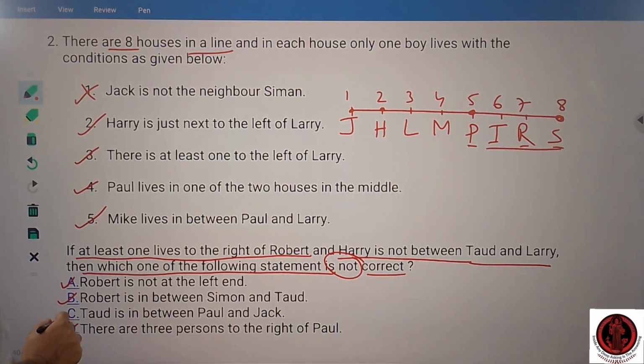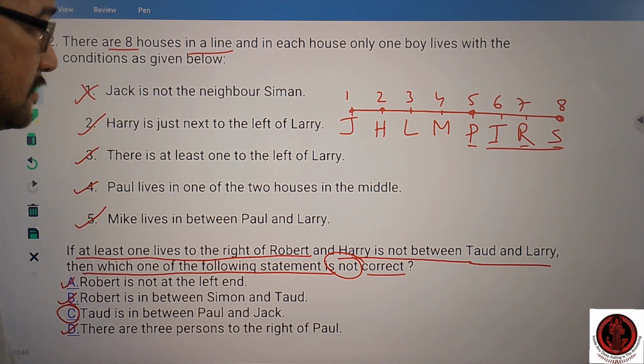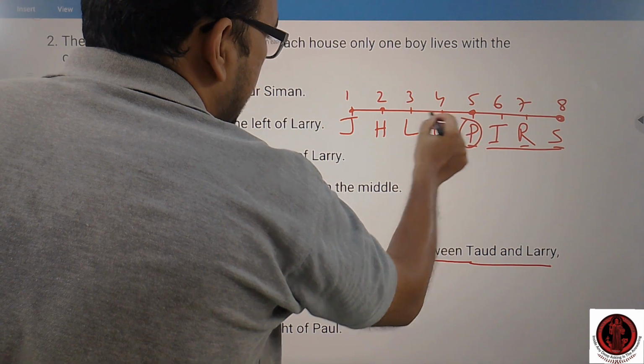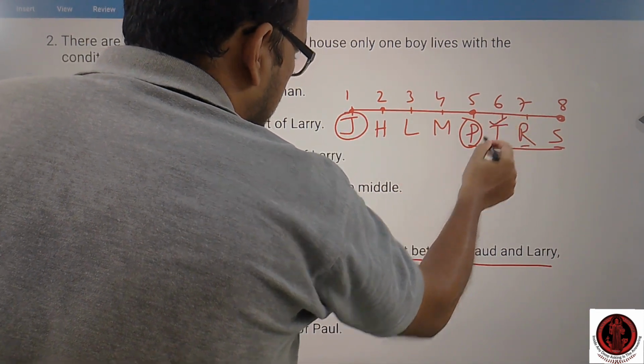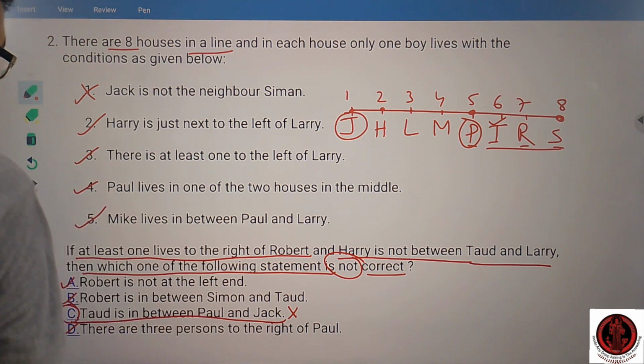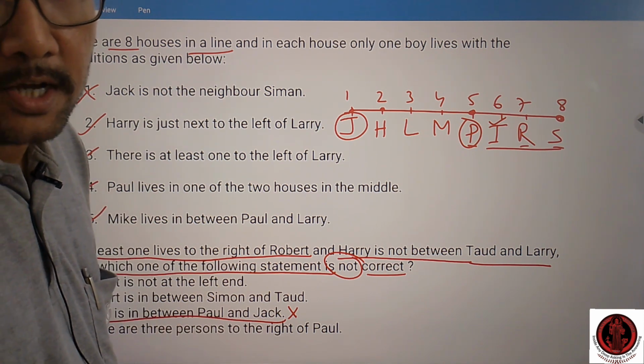That is also correct. Now option C, Todd is in between Paul and Jack. So Paul and Jack, Todd is not there. So this is the wrong statement. So the answer is this one. Option C is the answer. That is the incorrect statement. Okay.